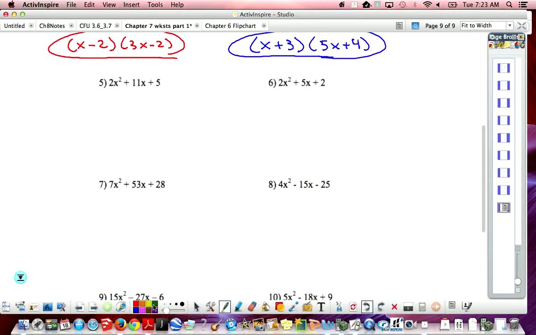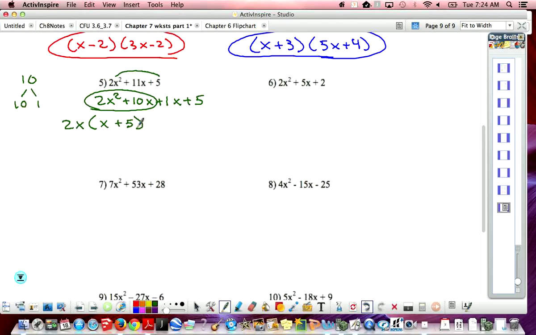All right, number 5. 2 times 5 is 10. Two factors of 10 that add up to 11 are 10 and 1. We go 2x squared plus 10x plus 1x plus 5. These two terms have a 2 and an x in common, so I'm left with x plus 5.